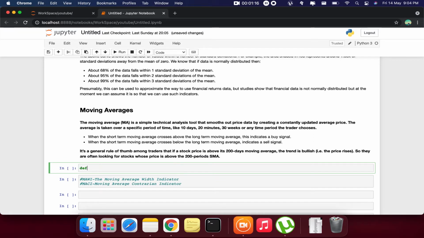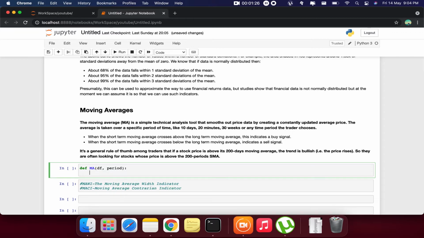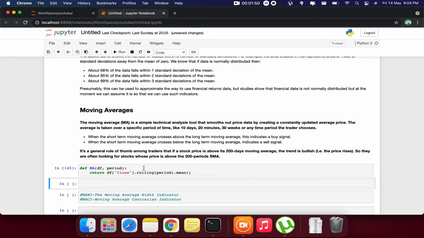So let me just define a function, say ma, and this will have two arguments, df comma period. Okay, now period and return. Now period is the number of days on which we want to actually have the moving average of, right? df of close dot rolling period dot mean. Okay, so this is the rolling mean or the moving average function.